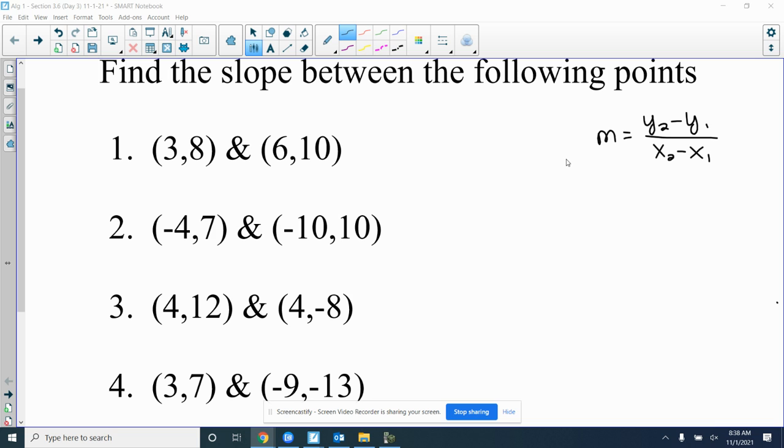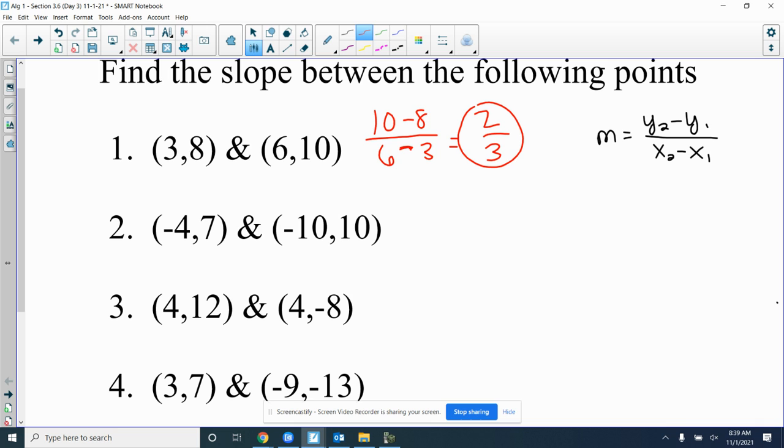All right, guys, let's take a look at these four. If you're not done, just stop where you're at. Pay attention. Taryn, you want to set up the first one? Tell me what you wrote. Okay, that looks good. Nice job. And what did you get? Let's see, 2. And that's a good slope. That was real easy, right?